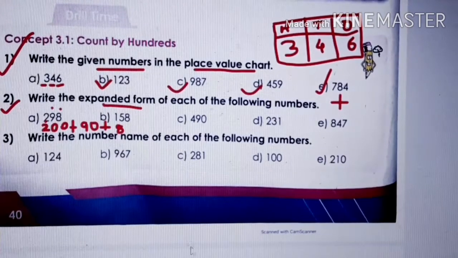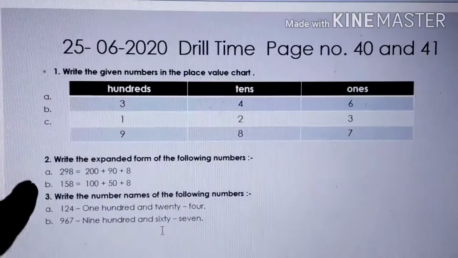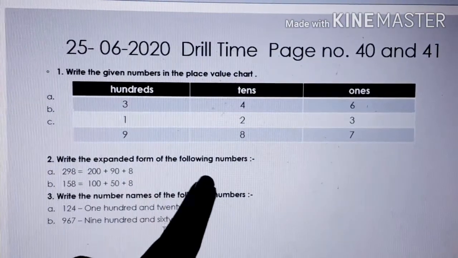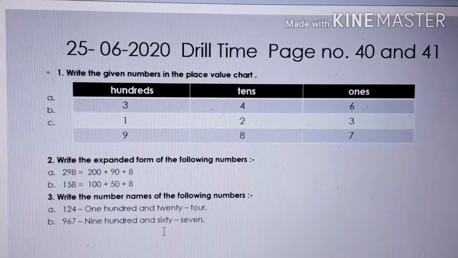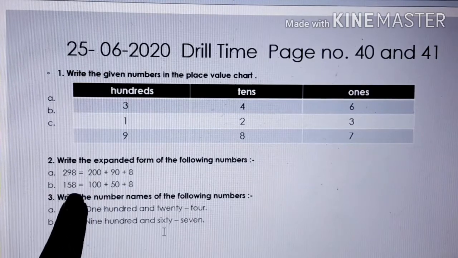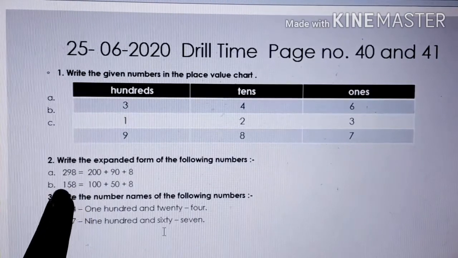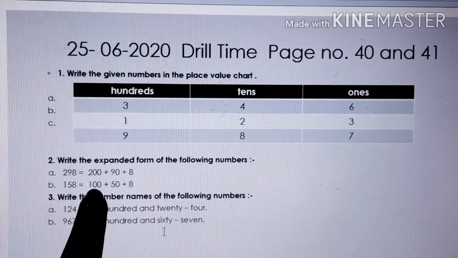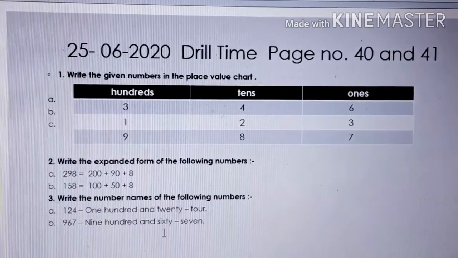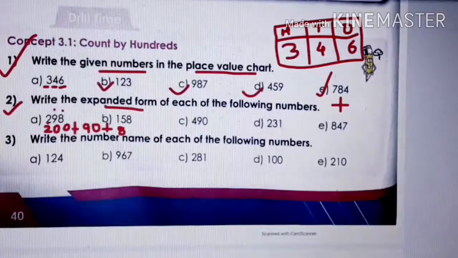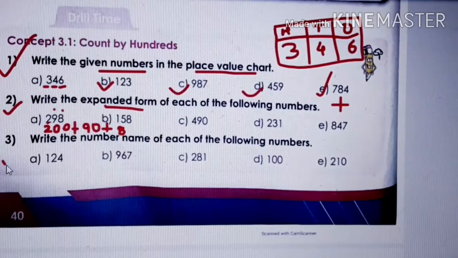Is it clear? I can show you how to do it. You can see here, write the expanded form of the following numbers. I have done 2 for you. The rest you are going to do yourself. So 158. 1 is in hundreds place. So what is the place value? 100 plus 50 plus 8. Is it clear? Next question is question number 3.